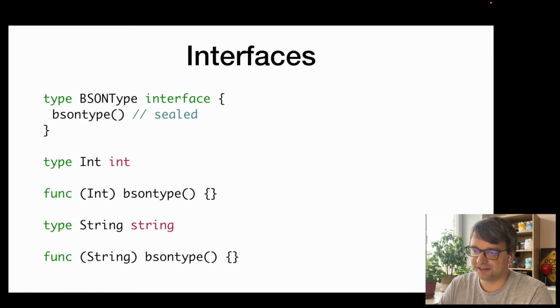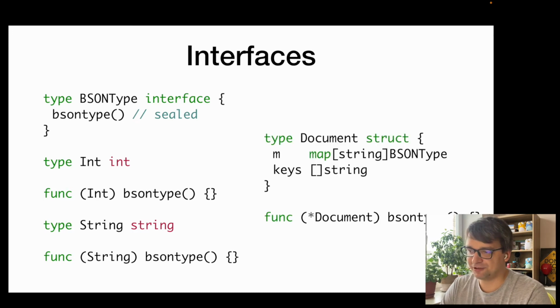Also, there are several linters in Go that allow us to check that once we do, for example, a type switch between different types of BSON type, those linters can check that all types are actually covered by cases. And then the implementation of documents looks like that.